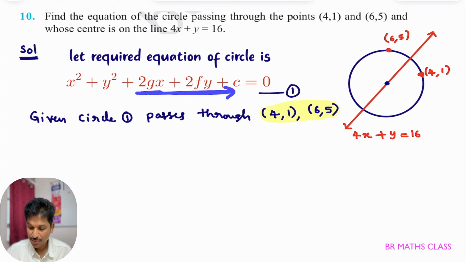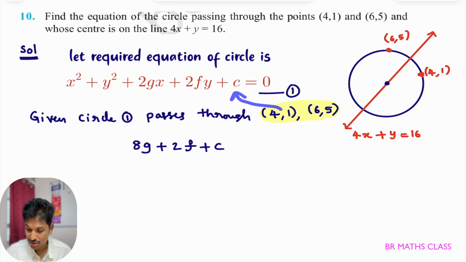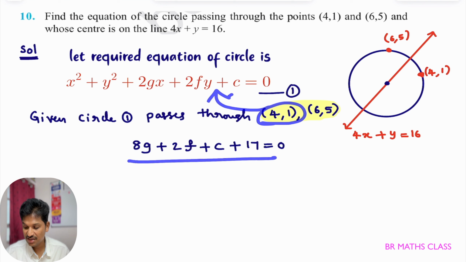If in place of x I write 4, what happens? 2 into 4, 8. This is 8g plus. Here, in place of y, I'll write 1, right? Then this term will become 2f plus. Here, c is there, that I'll write. So, I started substituting this point in this equation. Now, x square plus y square, that is 16 plus 1. 16 plus 1 is 17. Plus 17 equal to 0. When I substitute 4, 1 in this circle equation, I got an equation in terms of g, f, c.